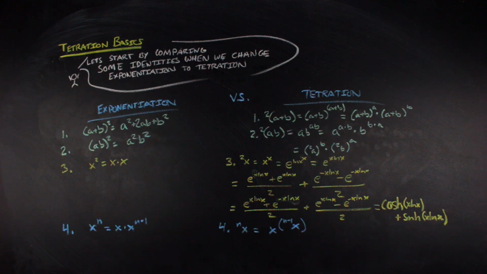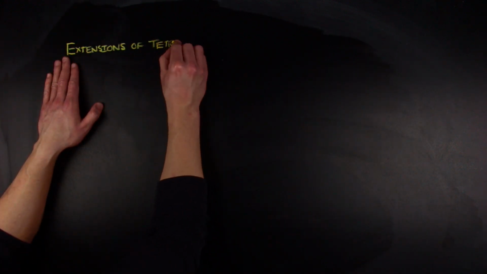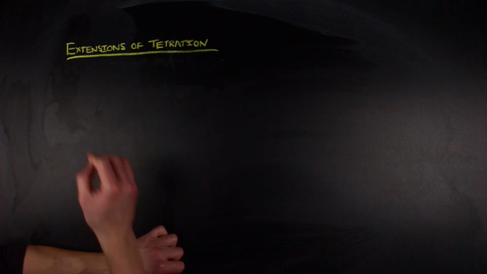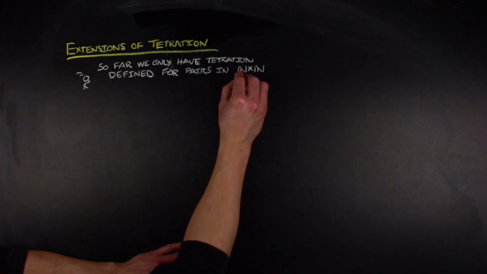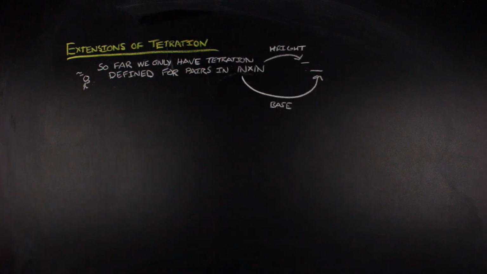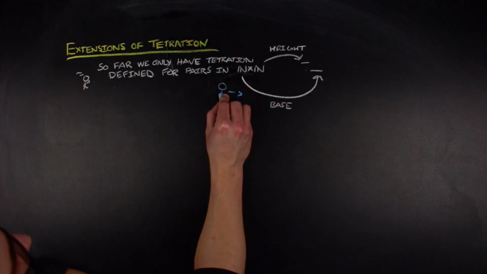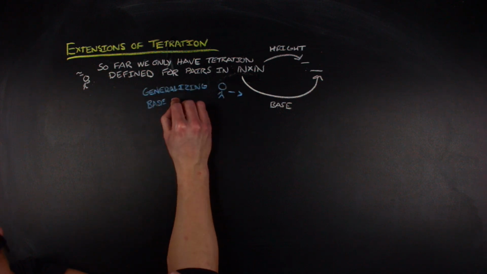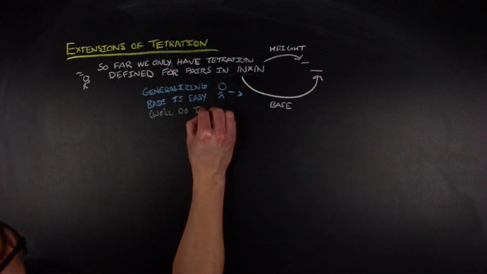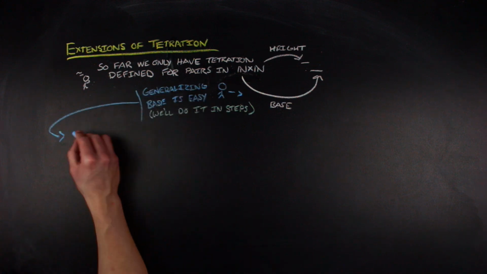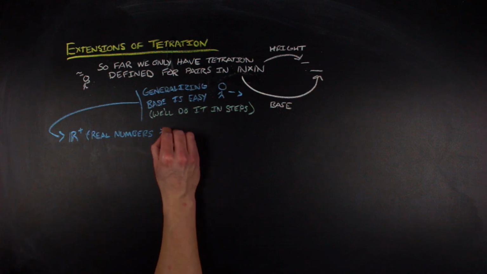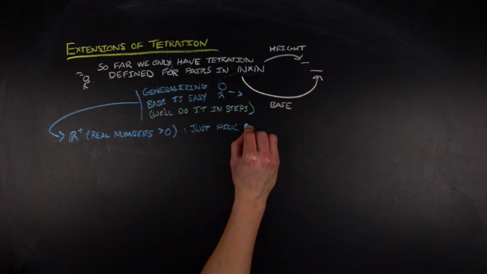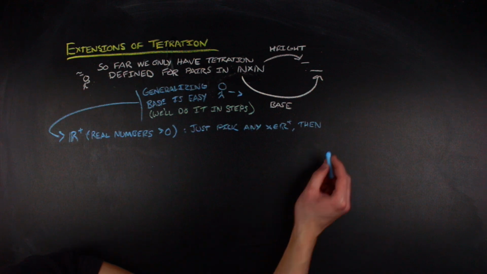At this point, tetration is only defined on pairs of natural numbers being sent to another natural number. But we can do better, and there are two opportunities to do so. We can either generalize in terms of base, or we can generalize in terms of height. If we look at base, one of the most natural things you can do here is to start with the positive real numbers. And again, I'm not including 0 here because the 0 case is a little bit weird. We can just pick some positive real number and proceed as we would before.